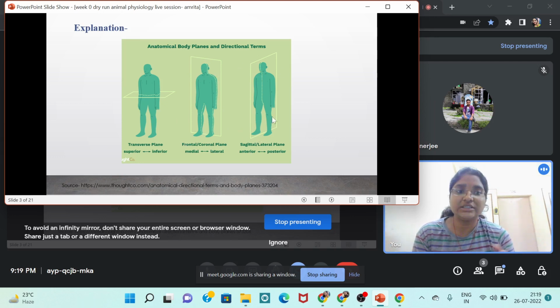But it is written that it will divide your body into right and left pieces. So this is the plane which is sagittal plane which divides our body into the right and left parts. The correct answer is sagittal plane.